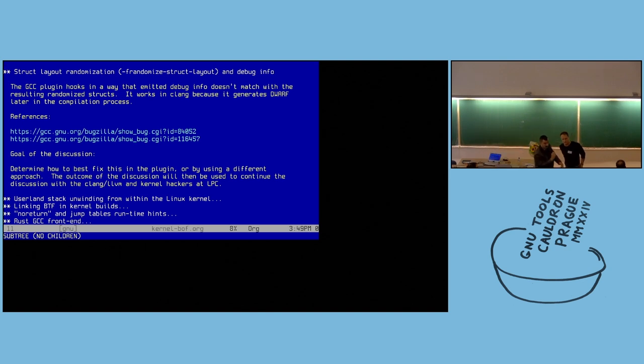Do you want to add something? Essentially the plugin is just buggy.